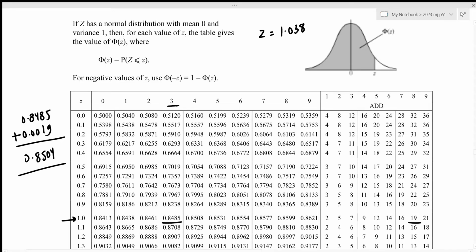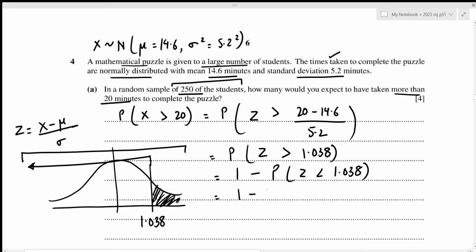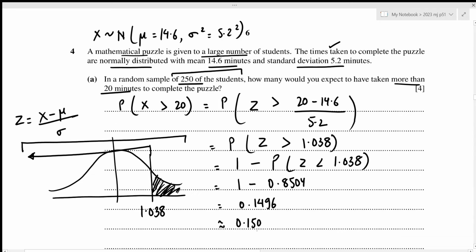Let's get back to our question. So that will be 1 minus 0.8504, which results in 0.1496. So if you round it off to 3 decimal places, that will be 0.150. Okay, and remember that this is just the second part of this question.